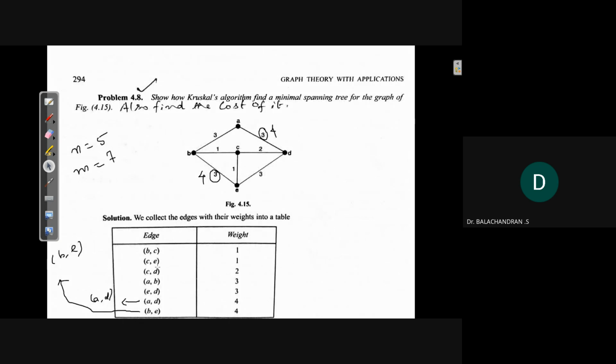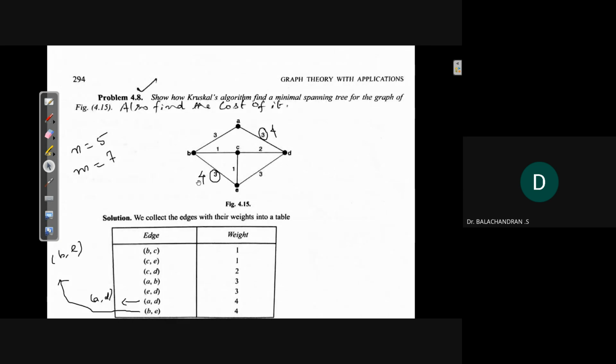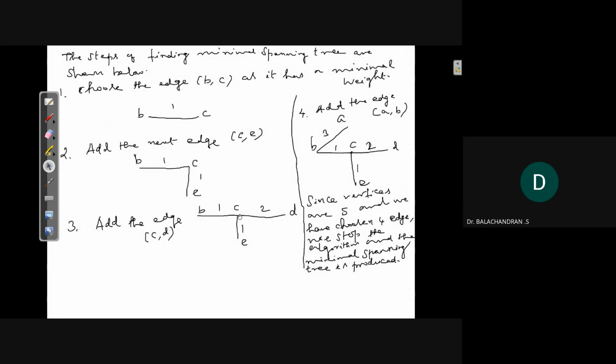here we have one C. So add the next edge C. Weight is 1. Next, step 3. CD is what, 2. So add the edge CD. CD is 2. Next, 3 steps are over.